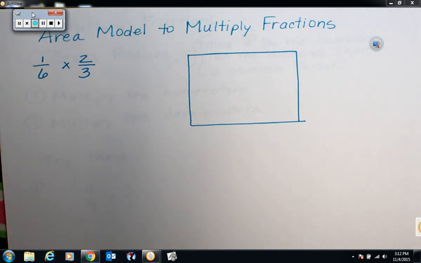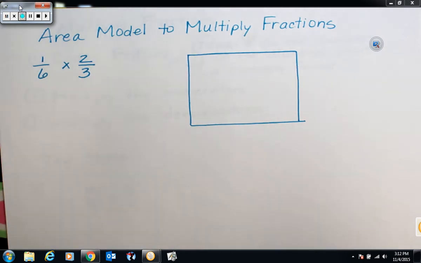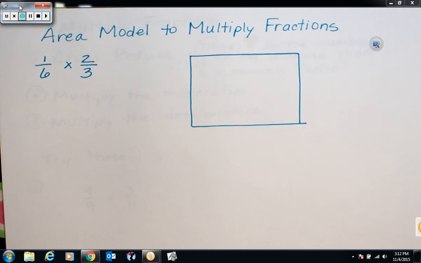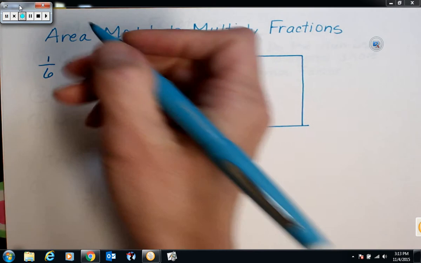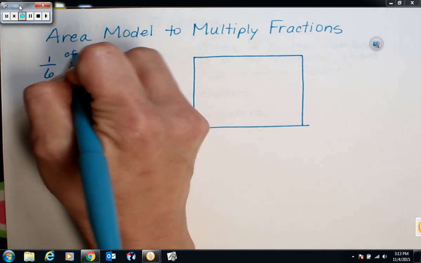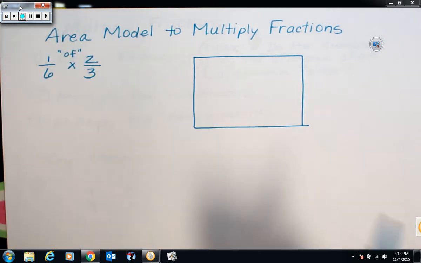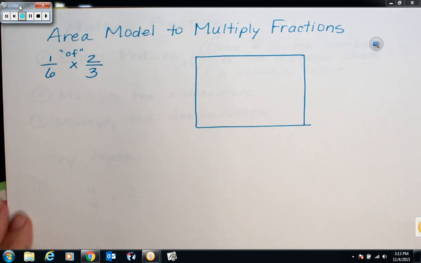Today we are working on multiplying fractions using an area model, and then we're also going to work on multiplying fractions with number crunching. So let's look at the area model first. To do the area model to multiply fractions, you need to remember that we're looking for part of a part. This multiplication sign can also be replaced with the word "of." So I'm looking for 1/6 of 2/3.